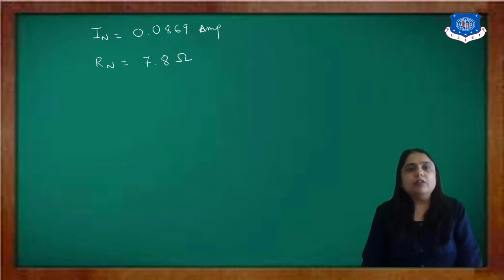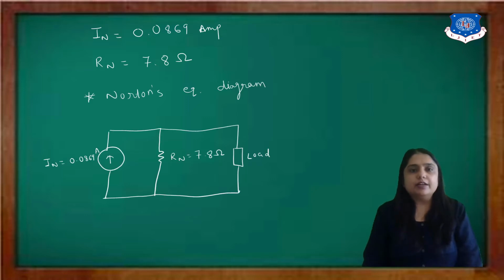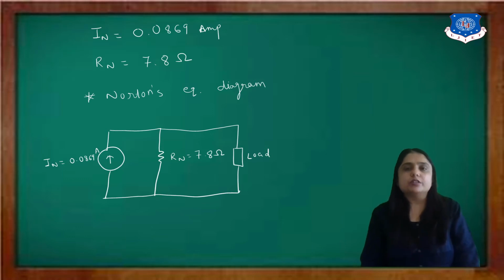Now we have the value of IN as well as RN. Now we just need to draw one Norton's equivalent diagram. We know that in a Norton's equivalent diagram, we have one current source in parallel with the resistance. If you remember, in the statement we discussed the current generator, and then the Norton's equivalent resistance. So here the equivalent diagram is IN in parallel with RN, and then we have one load resistance. So this is the answer of the given question.